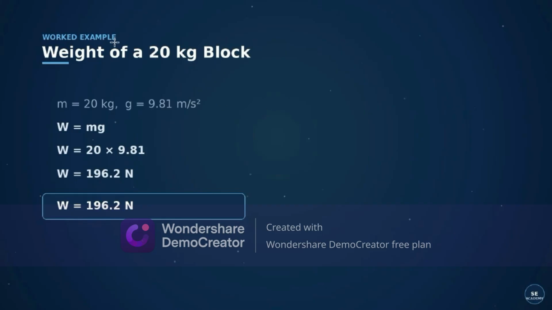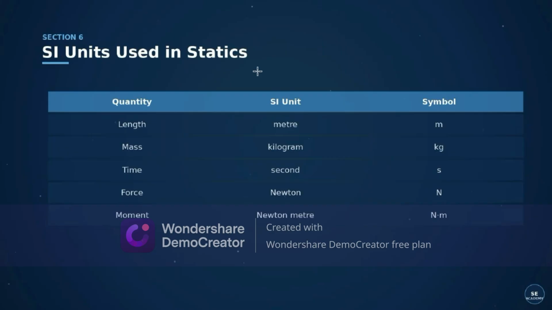We can also give an example here, where the weight of a 20 kg block and so on. We already know how to calculate the weight of an object. So that's just those about laws of motion, or Newton's laws.